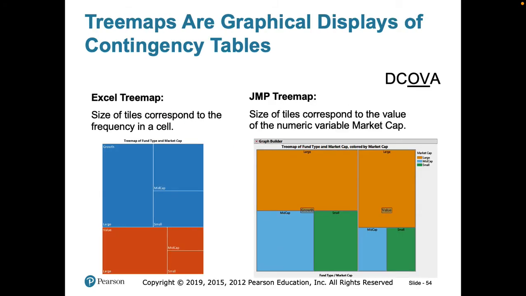Treemaps are graphical displays of a contingency table. Here on the left, we can see an Excel treemap, and basically the size of the tiles corresponds to the frequency in a cell. So the more frequency you have for that particular cell, the bigger it's going to be. And so you can see here you have your growth, which is large, mid cap, small, and you can see which one is the bigger. On the JMP treemap, the size of the tiles corresponds to the value of the numerical variable from the market cap. So basically the bigger it is, the more data that you have there.